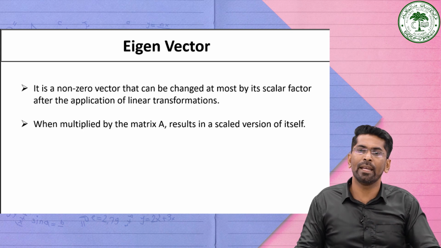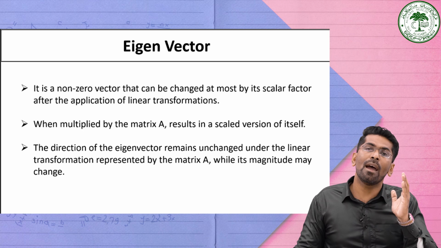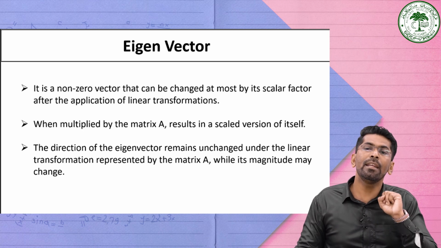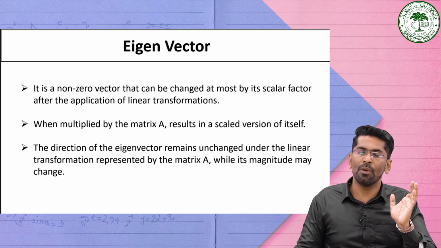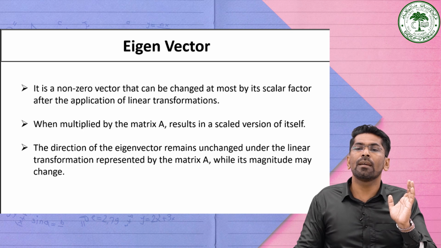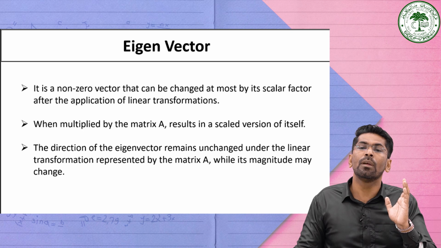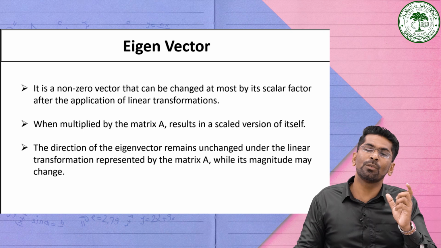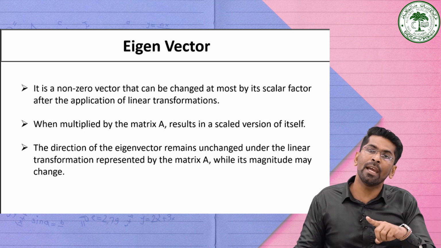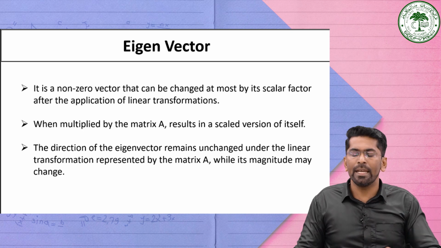In other words, we can say that the direction of the eigenvector remains unchanged under the linear transformation represented by the matrix A, while its magnitude may change, of course. The scaling factor by which the eigenvector is stretched or compressed is called the eigenvalue associated with that particular eigenvector. It will be more clear when you go for solving the examples.